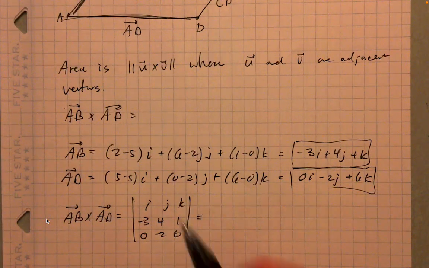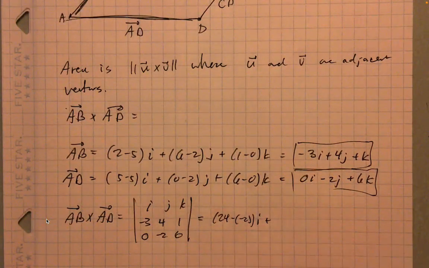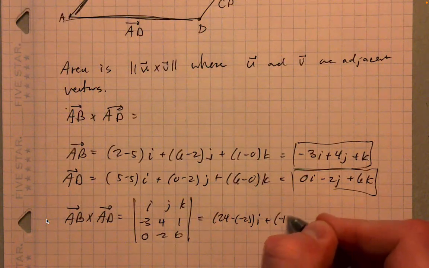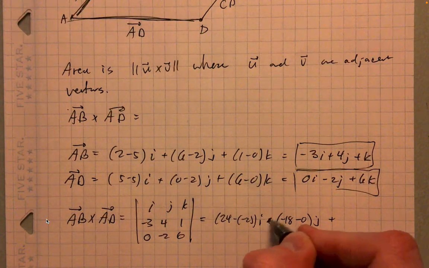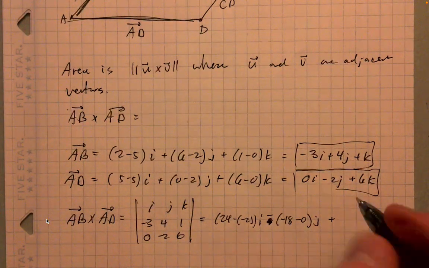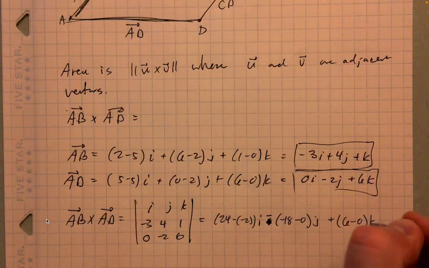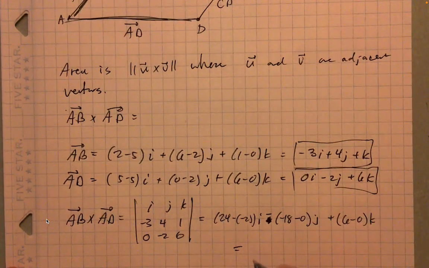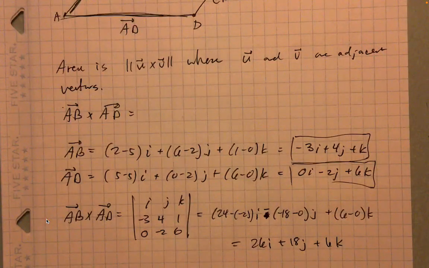Okay, and so these are slightly larger numbers than what we've had before, so it's 24 minus negative 2i plus negative 18 minus 0j plus, sorry, that's a minus. Okay, and then plus 6 minus 0k, right? And so what do you get here altogether? You get 26i plus 18j plus 6k. Okay, so that's AB cross AD.